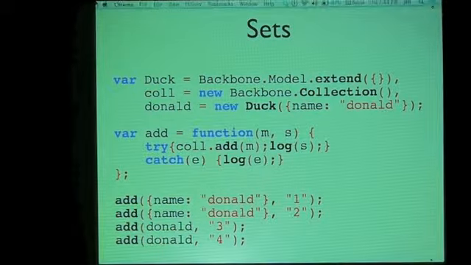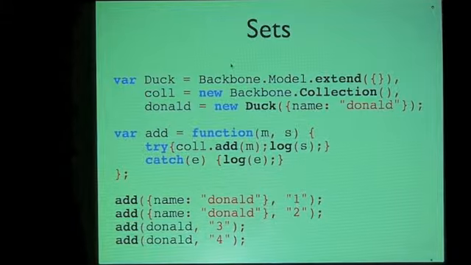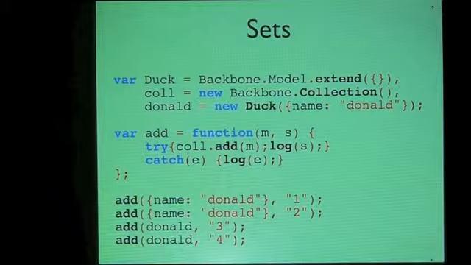All right, so we got a duck. And then we're creating a new collection. To create a collection, we could just say new Backbone.Collection. And up here, to create a duck, I actually could have said new Backbone.Model. It was when I came to this slide that I figured that out. Now I'm going to create Donald, and I'm going to say he's a new duck, and his name is Donald.